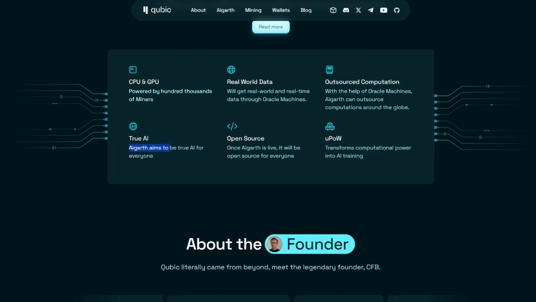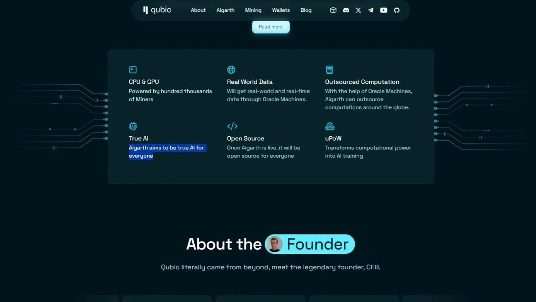True AI, so it aims to be true AI for everyone. So again, Qubic, if you really read into it, they want to make money, obviously, and be a successful network, but it appears that there's a real consideration for making a better world here with this network. The more you look into it, and developing an AI that's decentralized that will help make the world a better place, which is something that I love.